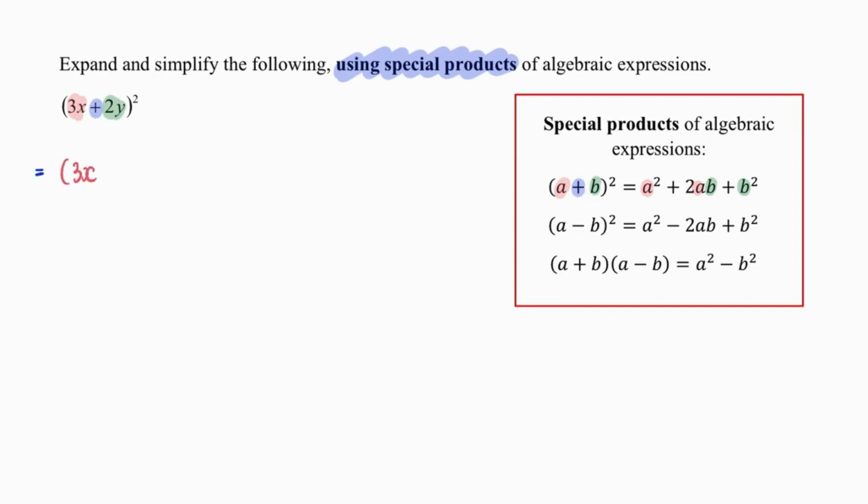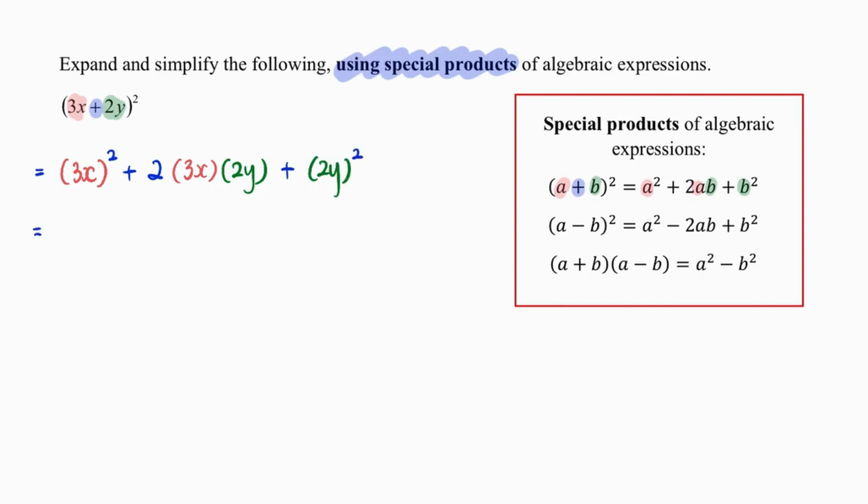solution. (3x) square plus 2 times a, now 3x, times b, now 2y. And my c, no c, but a b square, so it's (2y) square. After which I continue to simplify.